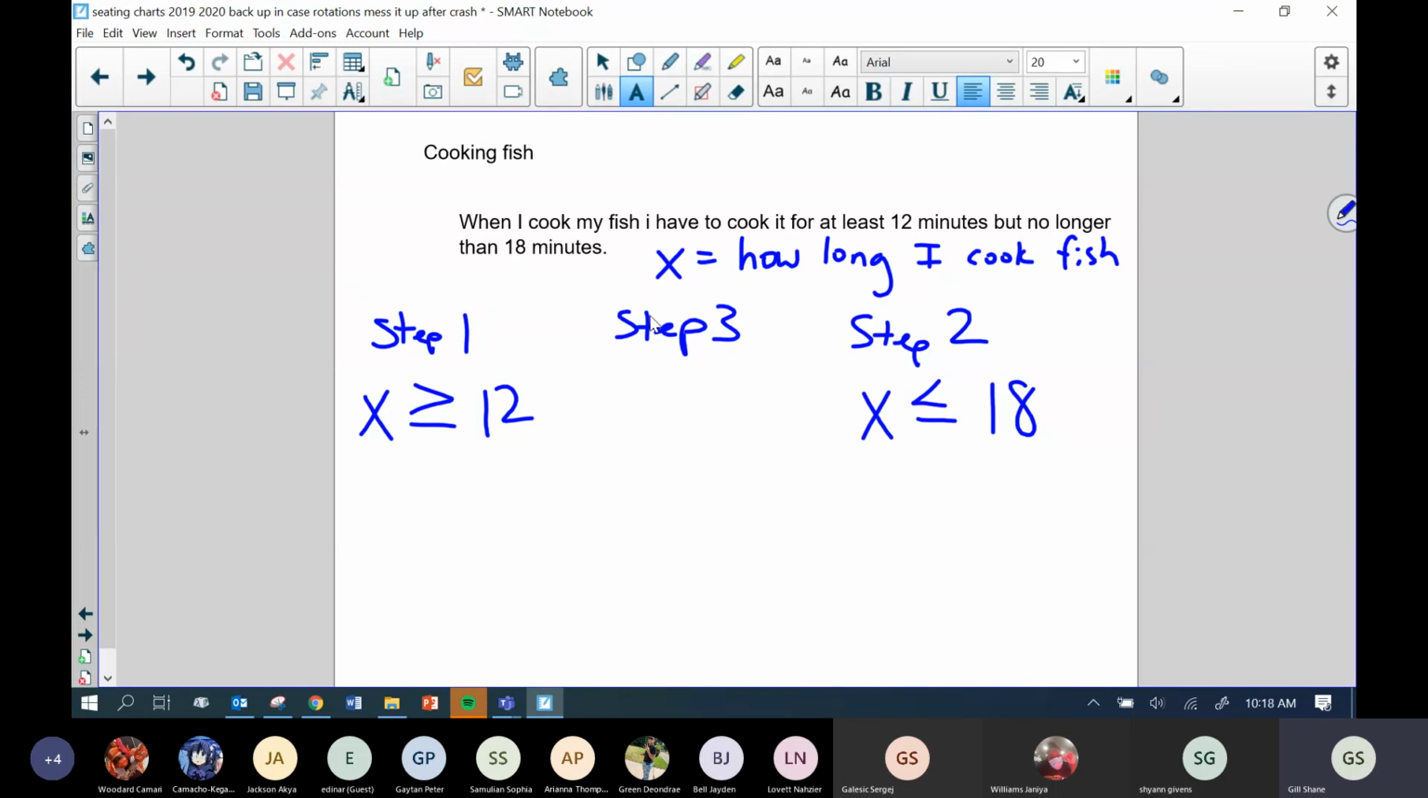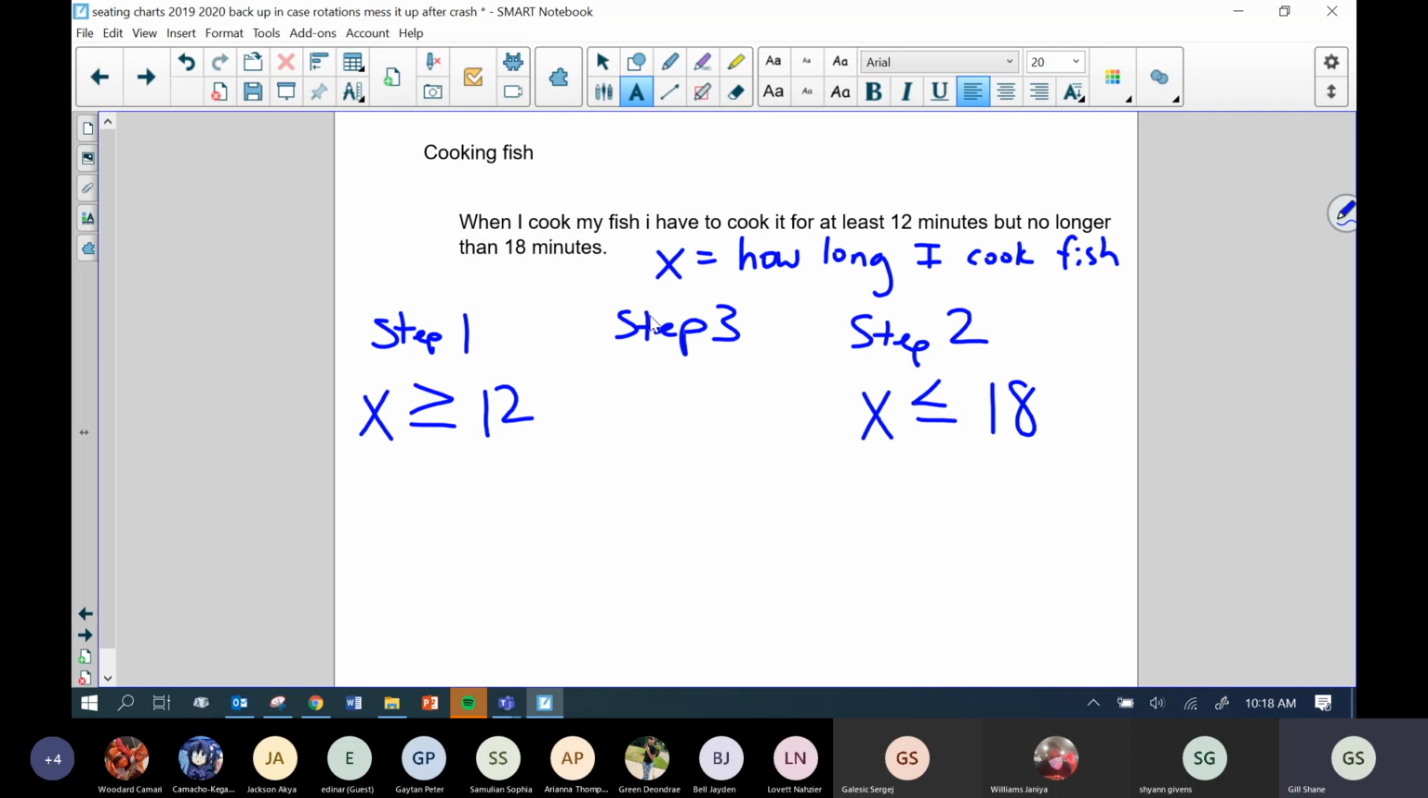I have to cook it for at least, greater than or equal to 12, and it would also have to be less than or equal to 18. So the "and" part, or the "or" part, in word problems, you do kind of have to be able to figure that out. There's no set steps I can give you, but you just need to think yourself, do I need to follow both of these rules? In this case, I do. I have to be greater than or equal to 12 and less than or equal to 18.